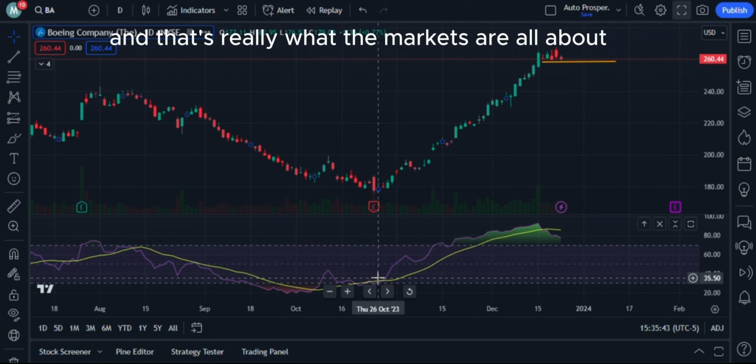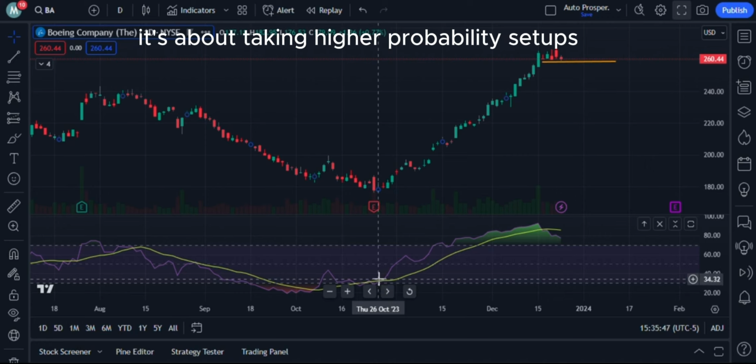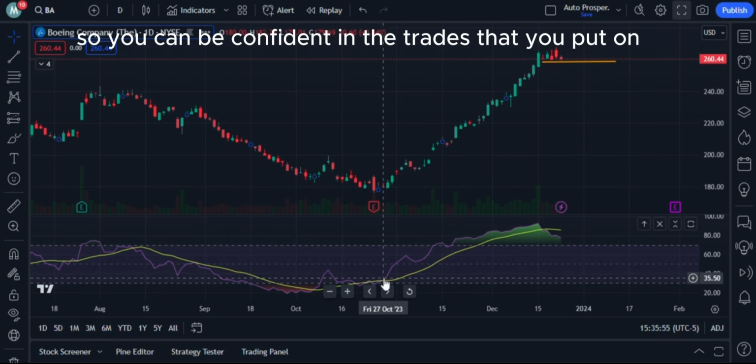And that's really what the markets are all about. It's about stacking the odds in your favor. It's about taking higher probability setups. It's about getting as much confirmation as you can so you can be confident in the trades that you put on.